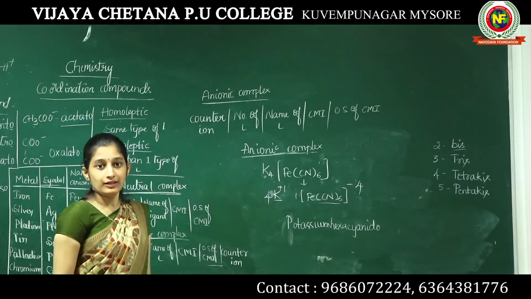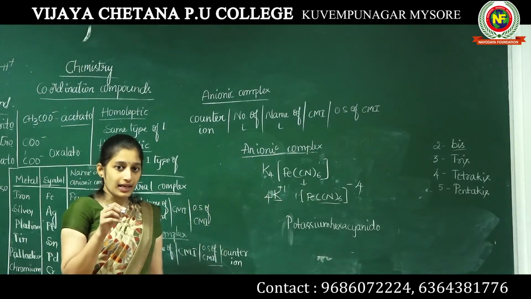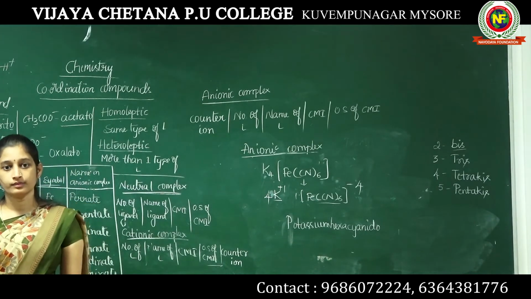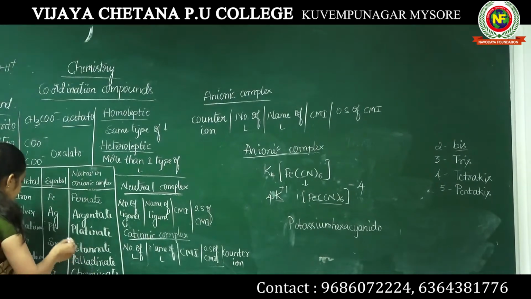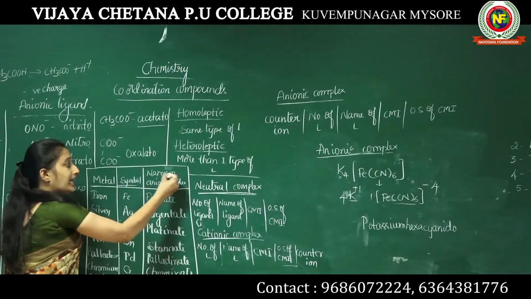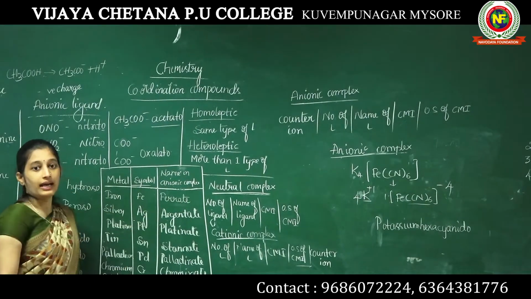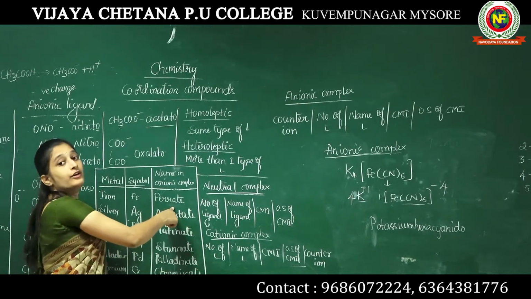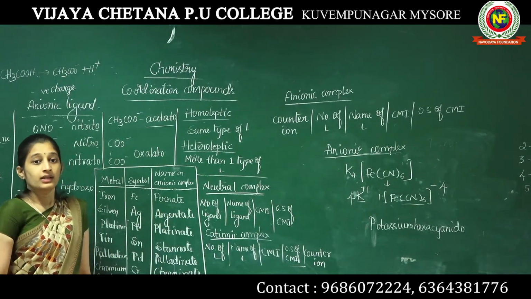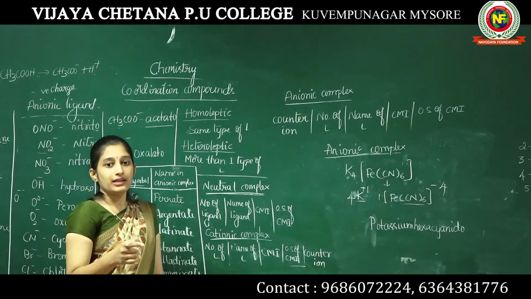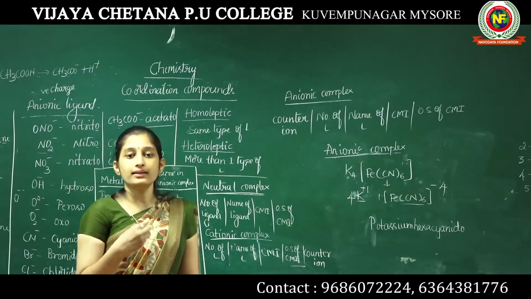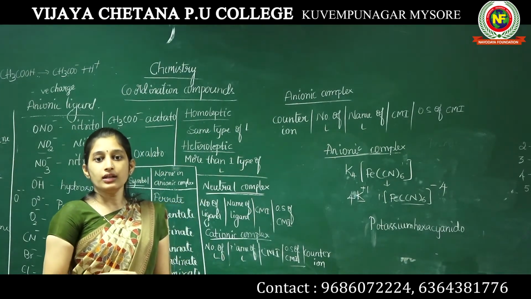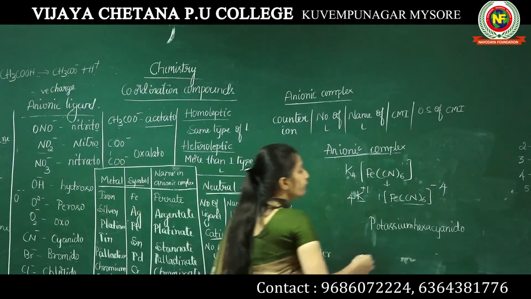Iron is the central metal. But shall I write iron as it is? No. Why? Just observe here. In an anionic complex, the metal name iron becomes ferrate. For neutral and cationic complexes, I just use iron as it is. But in an anionic complex, the name becomes ferrate.